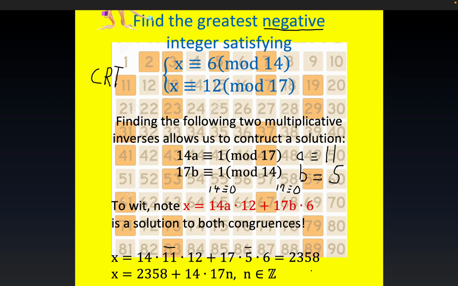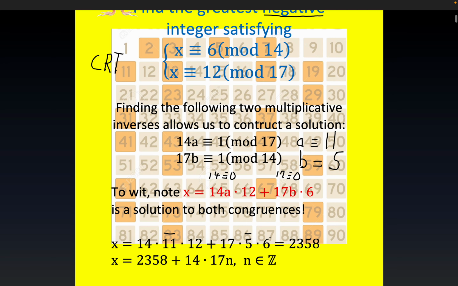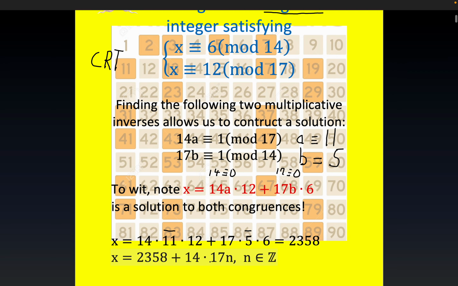Okay, that is a constructed solution to the original equation by using nothing but multiplicative inverses in constructing something that makes sense rather than memorizing the Chinese remainder theorem. Now remember, we're looking for the greatest negative number that satisfies this condition. That can be obtained by just dividing 14 times 17, which are the two moduli, into 2358.